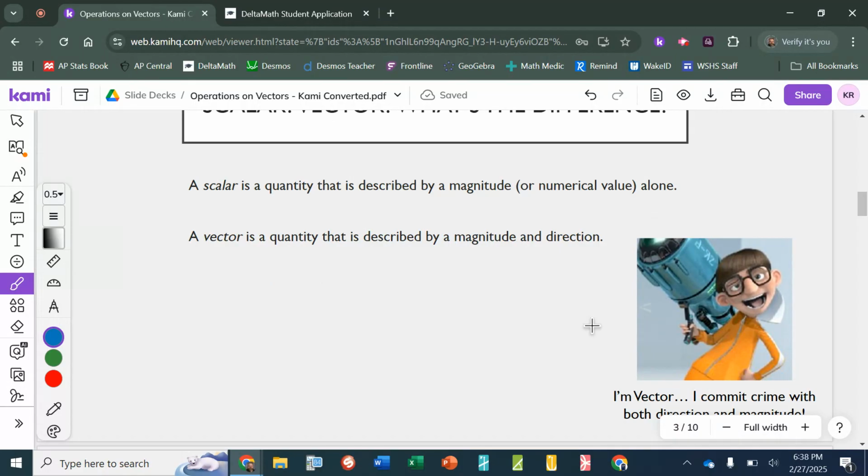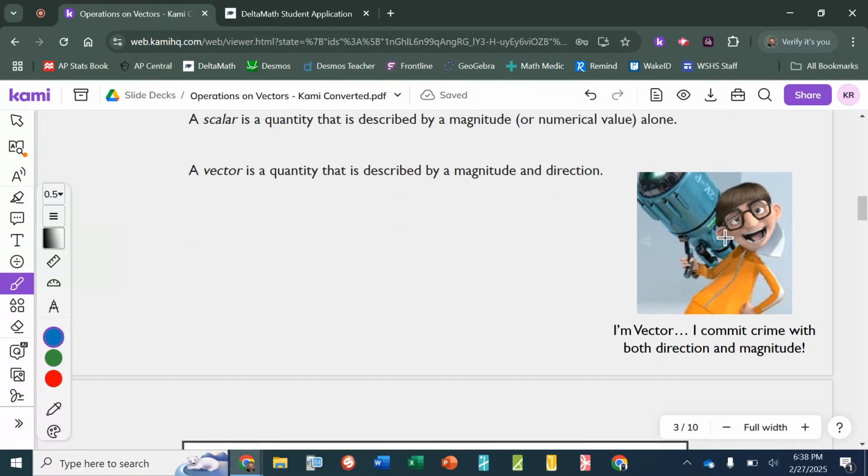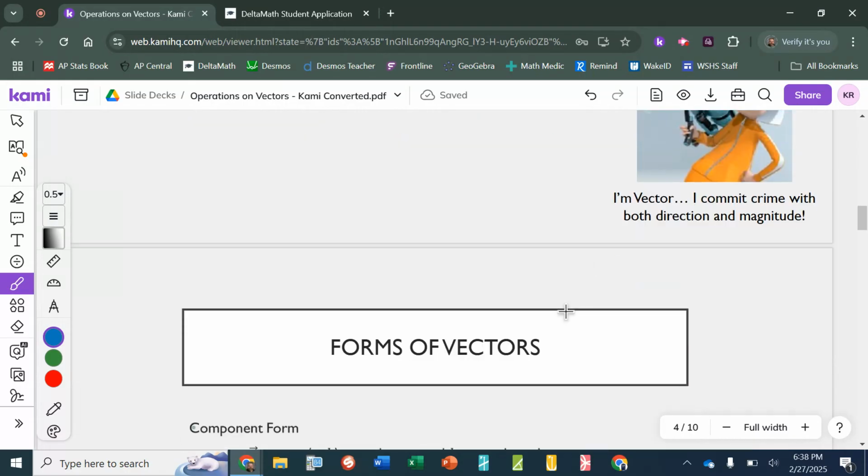However, a vector is a quantity that is described both by a magnitude, like a scalar, but it also has a direction. So you'll see, if you remember Despicable Me, Vector actually made a math joke in the movie. And that was why his name was Vector.